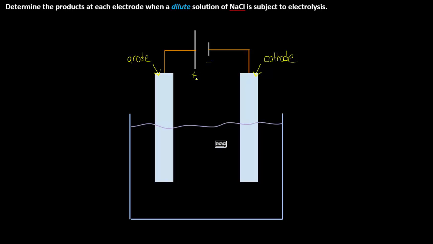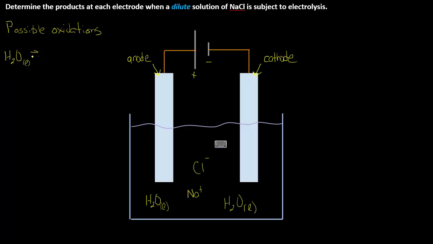Determine the products at each electrode when a dilute solution of sodium chloride is subject to electrolysis. So electrolysis would be an electrolytic cell. I would have an anode and a cathode as determined by the placement of the power supply. And I would use 2 inert electrodes for something like this. So the dilute sodium chloride solution would contain water molecules, sodium ions, and chloride ions. Water can be attracted to both the cathode and the anode, while the sodium would be attracted to the cathode and the chloride ions to the anode.